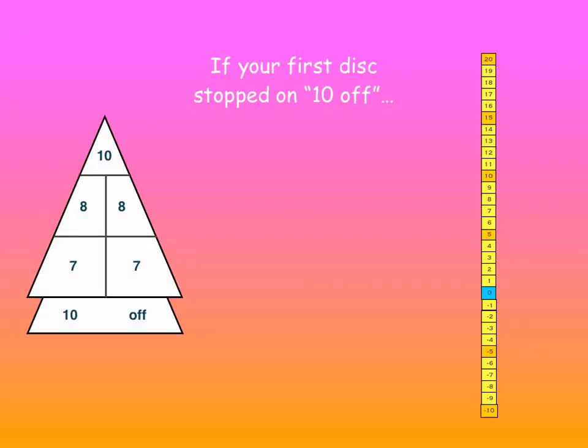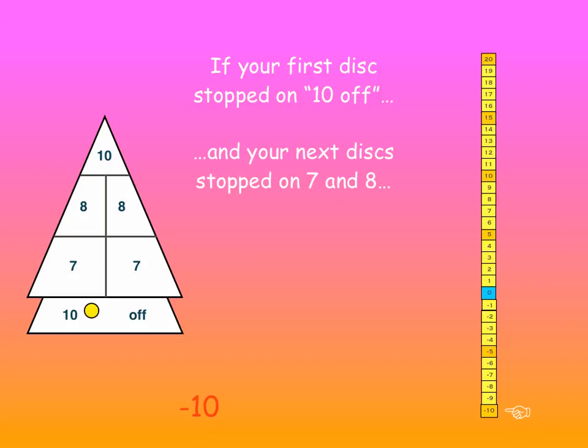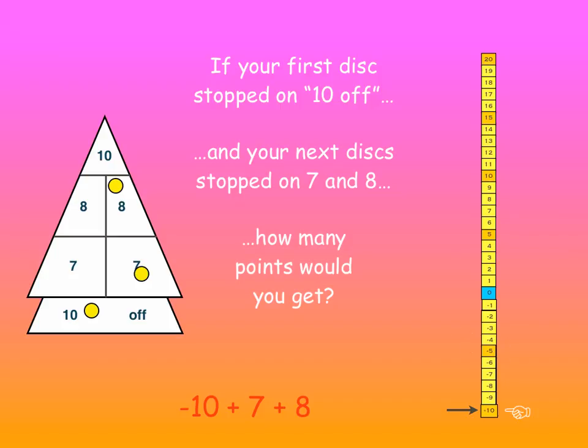Okay, if your first disc stopped on 10 off, and your next discs stopped on 7 and 8. So you get a +7 and a +8. How many points would you get? Well, we're starting at -10. So we're going to go up 7 jumps because we're adding. 1, 2, 3, 4, 5, 6, 7. Then we have to go up 8 more jumps. 1, 2, 3, 4, 5, 6, 7, 8. And we end at 5. So you get 5 points.